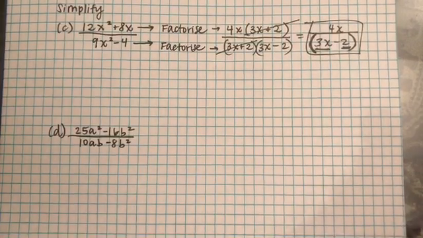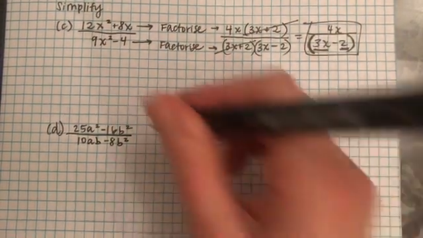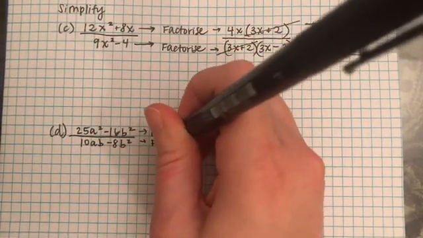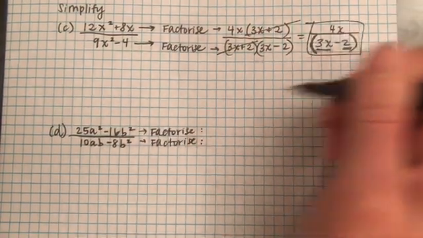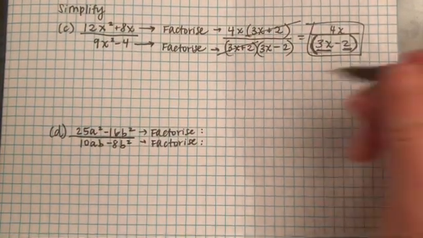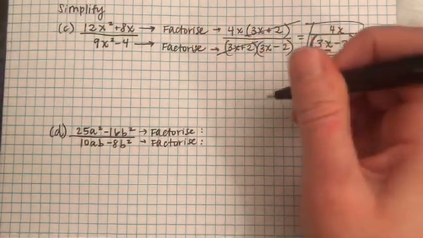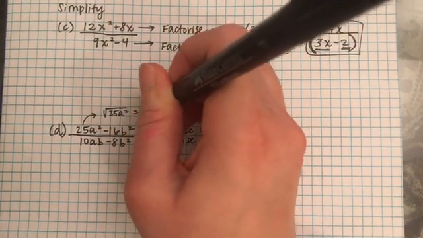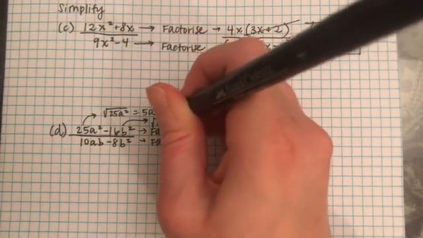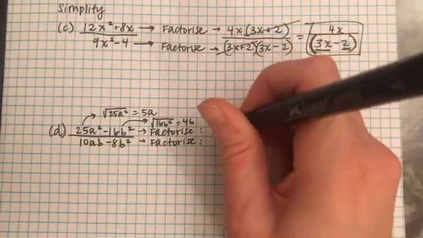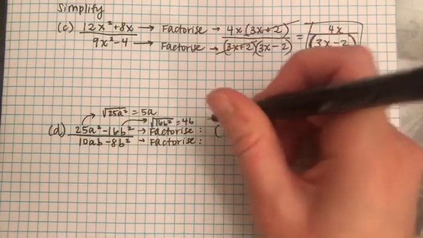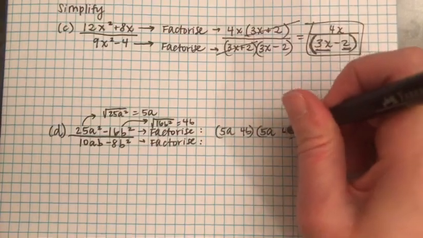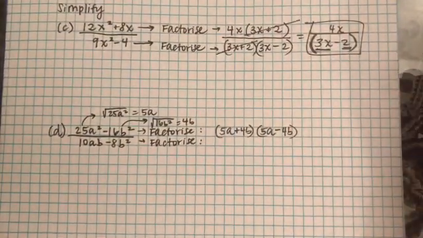All right, let's look at question D. So again, we want to factorize along the top and then factorize along the bottom and see what we can cancel out. So taking a look, on the top, that would be a difference of squares again. So the square root of 25a squared would be 5a, and then the square root of 16b squared would be 4b. So two sets of brackets, right? The first term comes first, 5a and 5a. Second term comes second, 4b, 4b, 1 plus, 1 minus. That's how you factor a difference of squares.